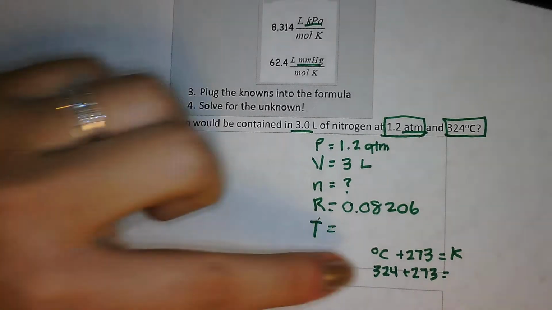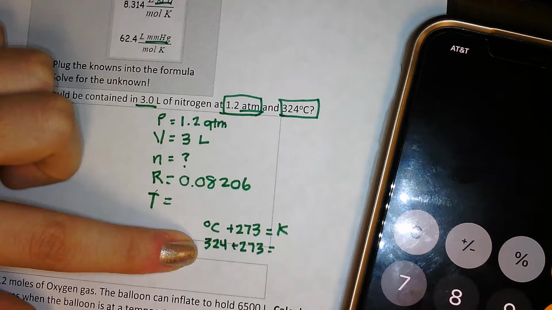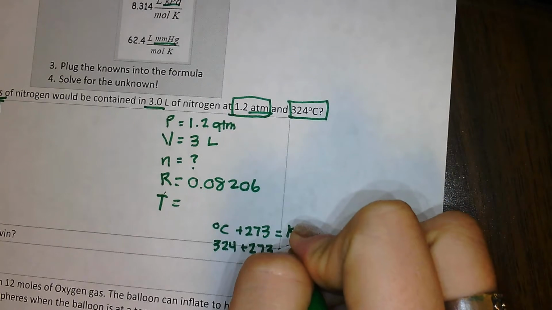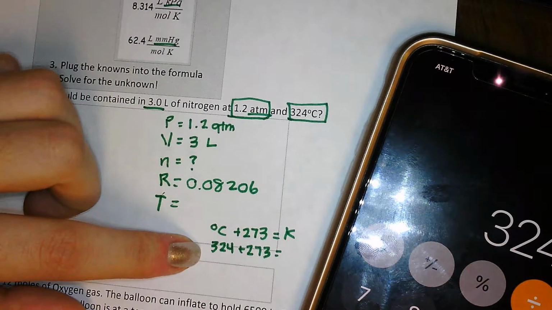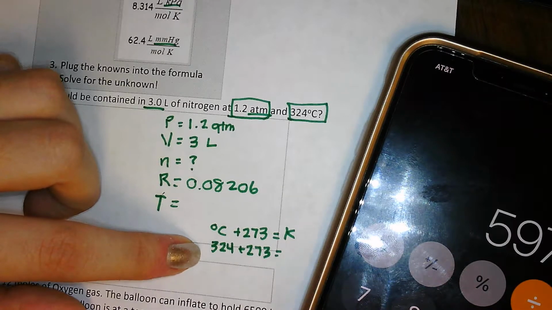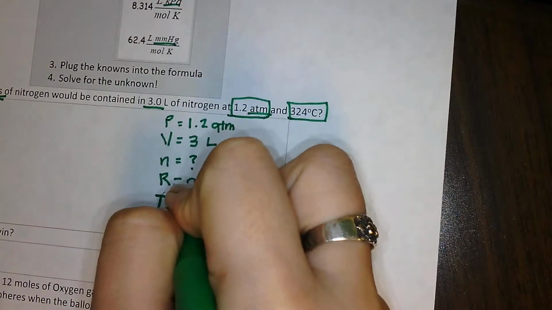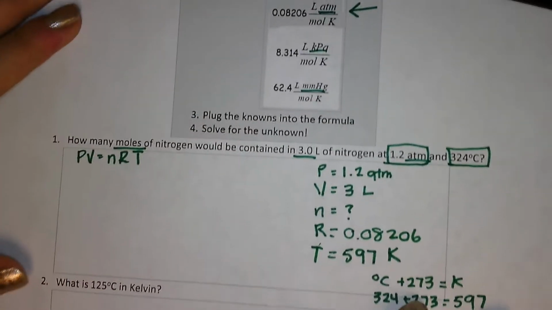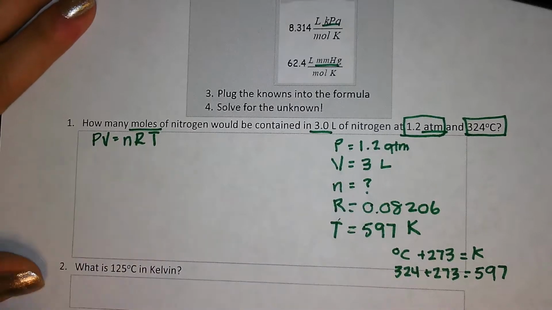Let me just take my calculator. 324 plus 273 is 347. No, that's not right. Hold on. 324 plus 273 is 597. That seems more accurate. So 597 Kelvin. All right, so now I have all of my variables identified except one. That's what I'm solving for. So now I can plug this back into my equation.